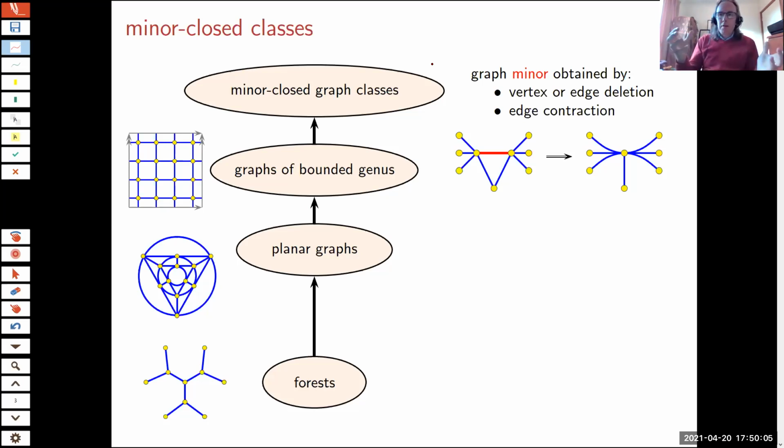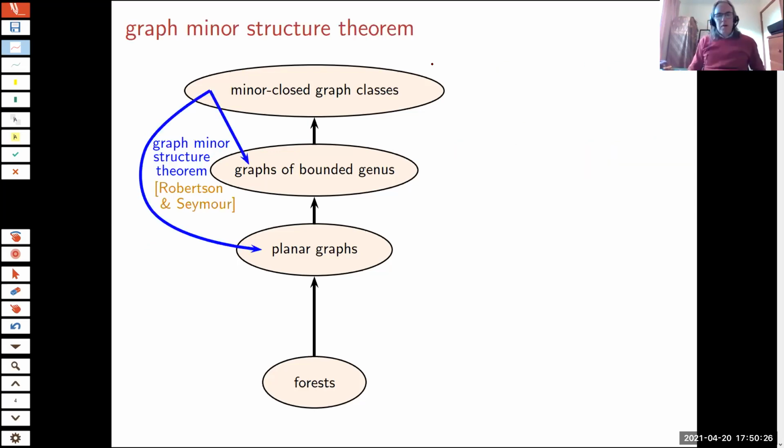If you take a planar graph drawn on the plane with no crossings and you do an edge contraction, well, you maintain planarity. So this is an example of a minor closed class. There's a large body of literature on minor closed classes, most importantly, the seminal work of Robertson and Seymour. And one of the main theorems, or probably the main theorem of the work of Robertson and Seymour, is what's called the graph minor structure theorem.